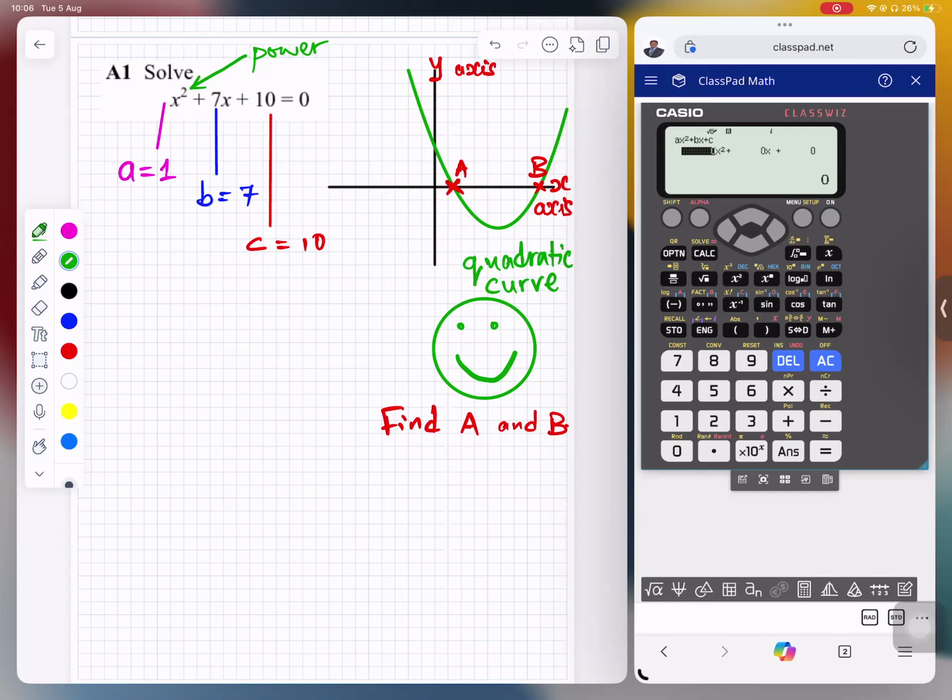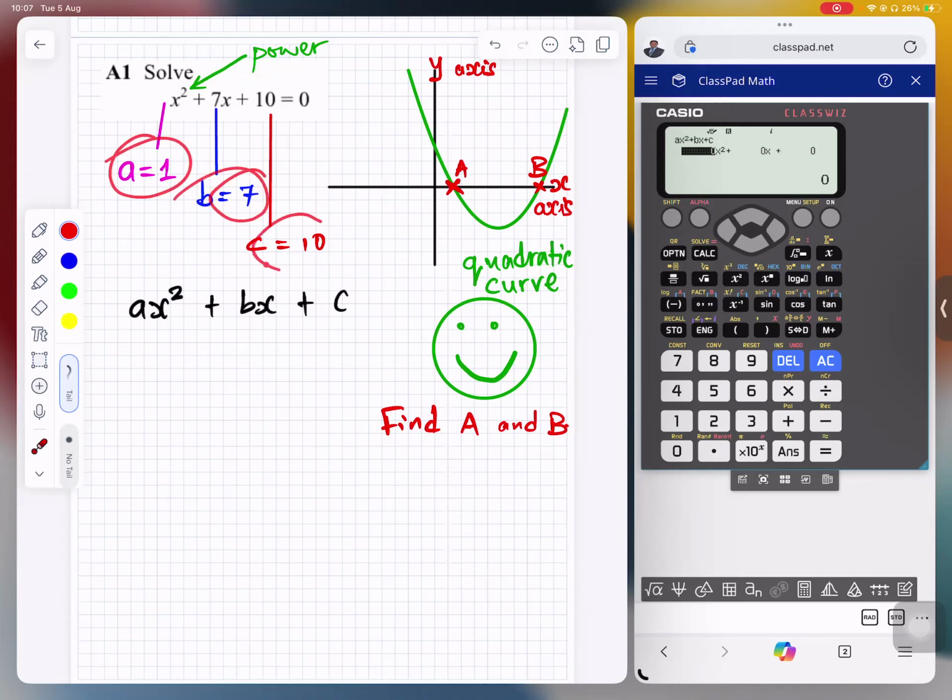Now, if you look at the calculator screen carefully, it has ax squared plus bx plus c. So instead of letters, we're going to put in the numbers. A is 1, B is 7, C is 10. The number in front of x squared is 1, so you press 1 on the calculator and press equals.